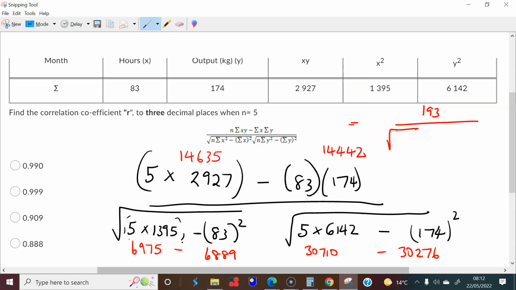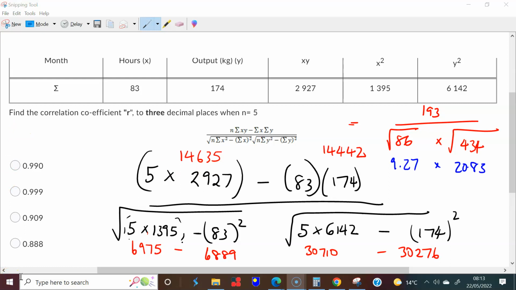of 6975 minus 6889, which is 86, times, of course, the square root of 30710 minus 30276, which is 434. I'm doing this step by step so that you can get there. You could put all this in your calculator at once if you know how to.